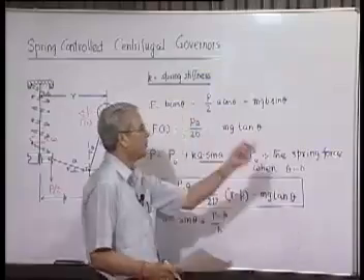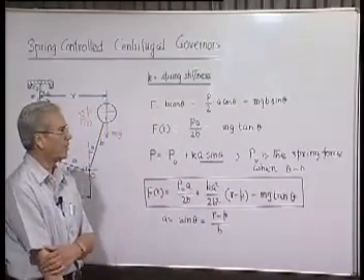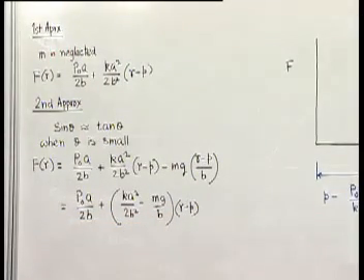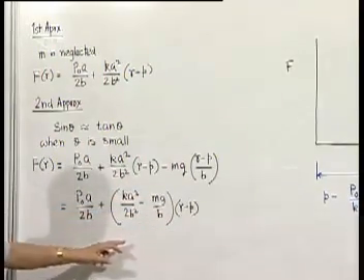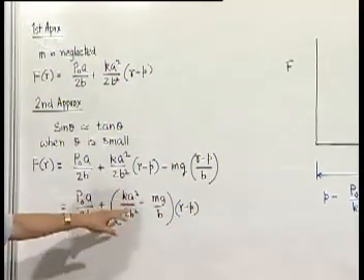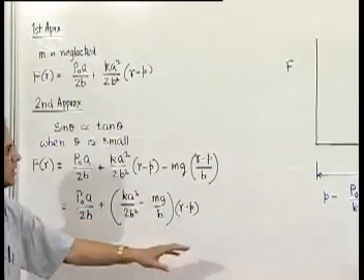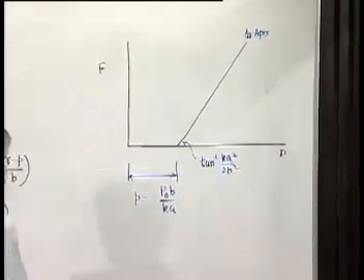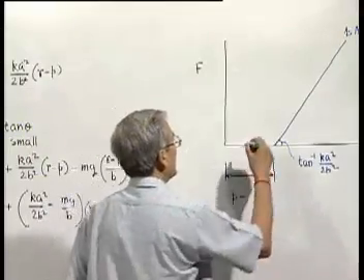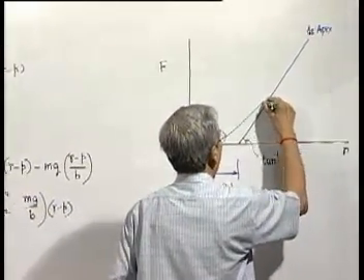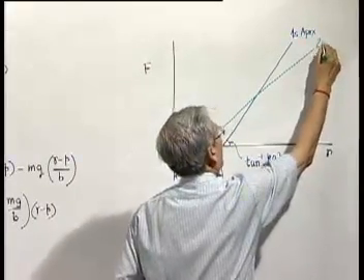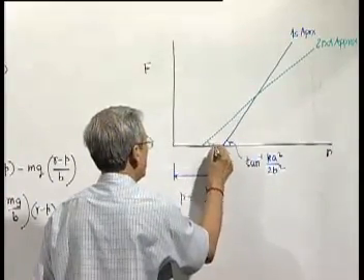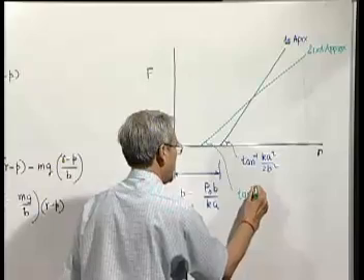Now, if we plot this second approximation, we see that it is still another straight line because it is linearly dependent on r. Only thing now, the slope of that straight line, that means dF/dr, is going to be k a square by 2b square minus mg by b. That means here the slope was k a square by 2b square. Now it will be somewhat less. So therefore, we will get another straight line whose slope is slightly less than this.